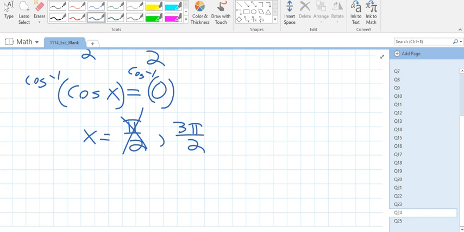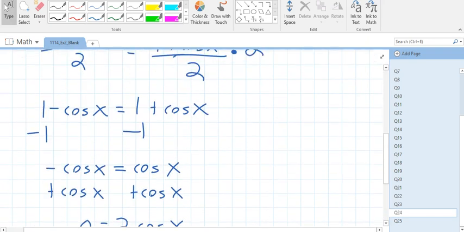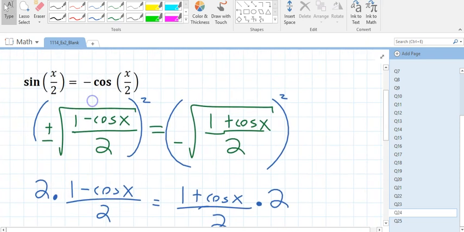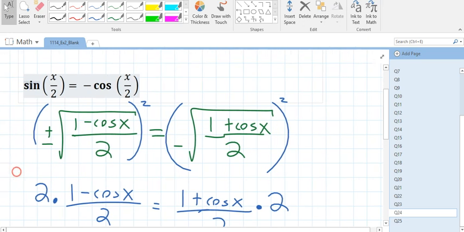So now let's check 3 pi over 2. What do we get when we take half of 3 pi over 2? Three pi over 4. So the question is, is sine of 3 pi over 4 equal to a negative cosine of 3 pi over 4? Yes. Because sine of 3 pi over 4 is a positive square root of 2 over 2. Cosine of 3 pi over 4 is a negative square root of 2 over 2. But the opposite of a negative is a positive. So it checks out that both of them are equal to each other.